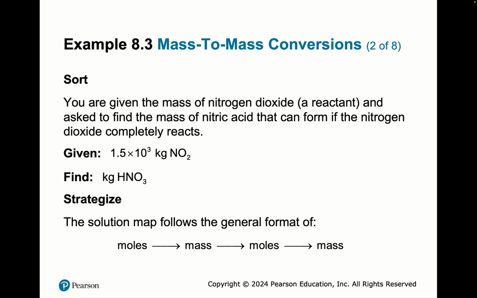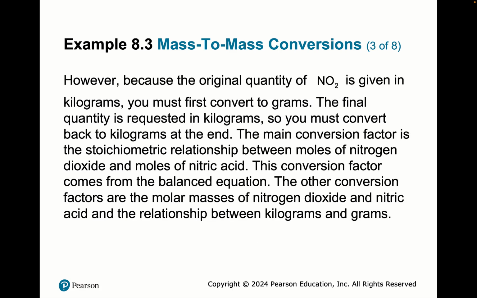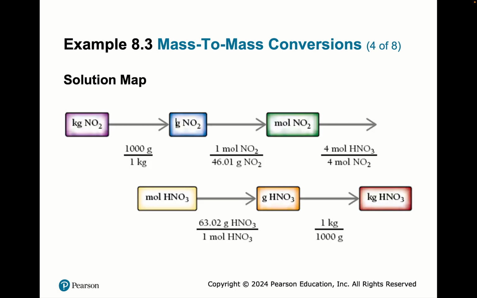So we're going to start with the mass of NO2, and then we have to find the mass of nitric acid. So we're obviously going to convert to moles, convert between moles of NO2 and moles of nitric acid, and then from moles of nitric acid we can get the mass of nitric acid. And the thing is, we start off in kilograms, so pay attention to the units as you go through this.